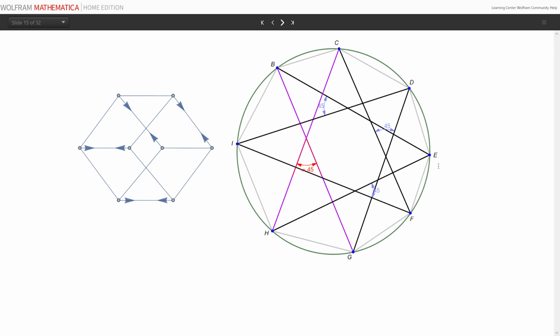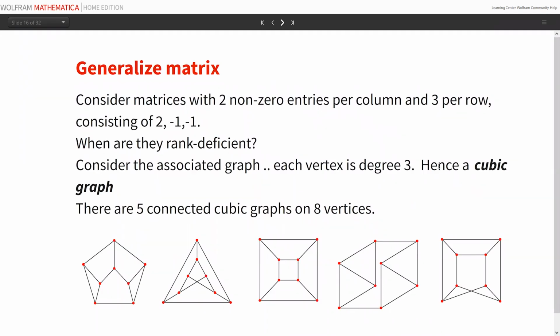So I thought, right, where can I find other rank deficient matrices? And let's work by analogy. I thought, well, let's think of matrices which also have a graph sitting behind them. I know that I'm going to have 3 elements per row. So the graph that I'm going to use is going to have to be uniform degree 3 or cubic. And these are well studied. On 8 vertices, I have 5 connected cubic graphs.